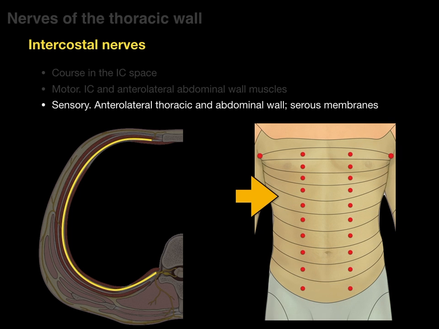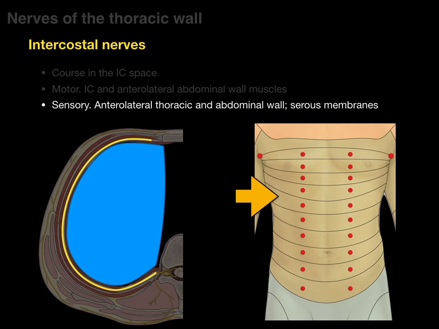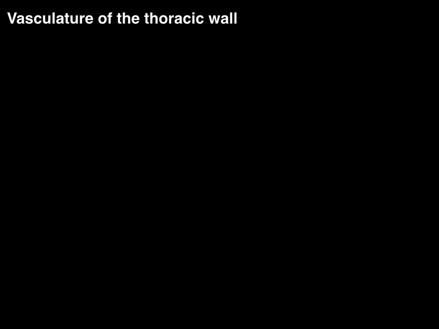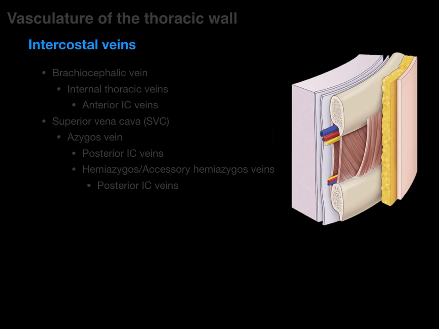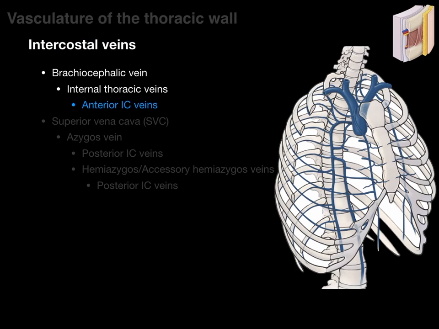So here we have at each segmental level, these dermatomes are innervated by their associated intercostal nerve, as well as the deeper serous membranes, in this case, I think showing a pleural sac there. Now, the vasculature of the thoracic walls are as follows. The intercostal veins are next. And so those intercostal veins arise from the following.